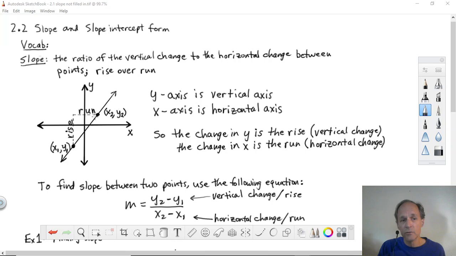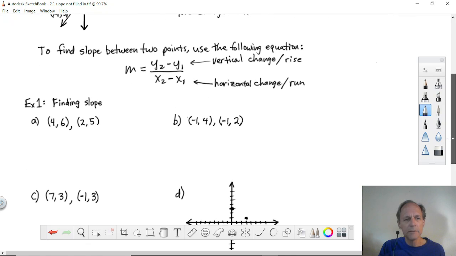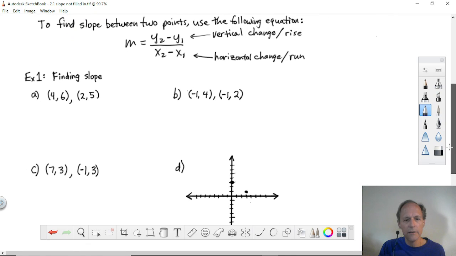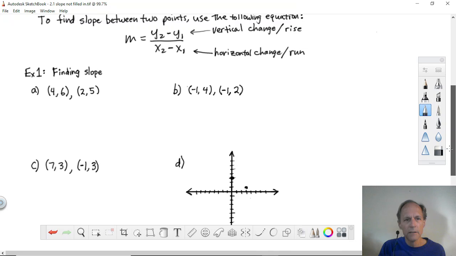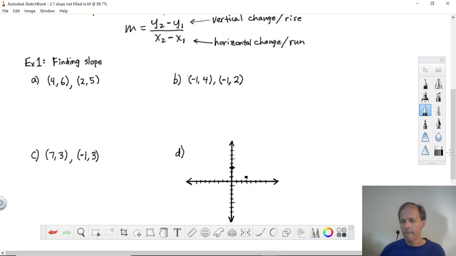How far is the run? Well, just subtract the x values. That tells you how far it moved in the horizontal direction. So that's the formula. That's how you calculate it. So let's do some examples. We'll leave the formula there. I think we can leave it about like that and do all our examples.